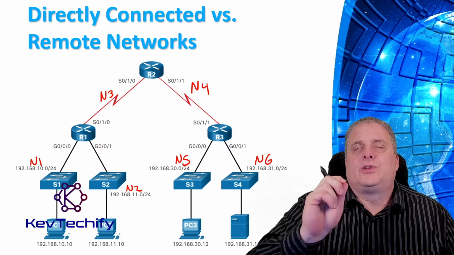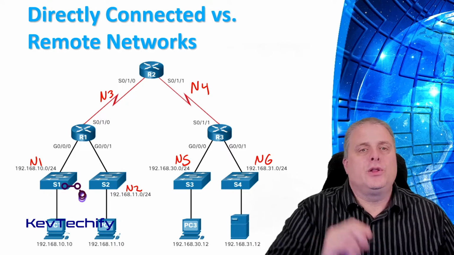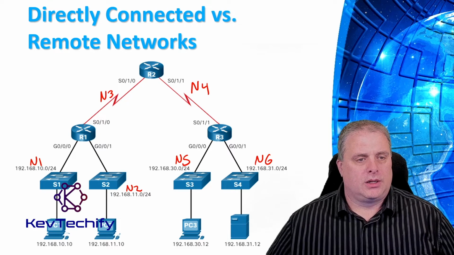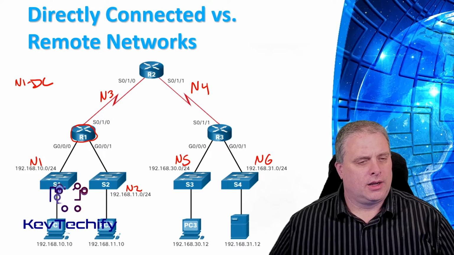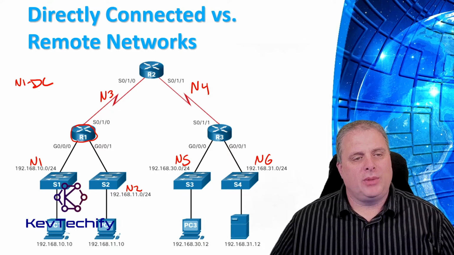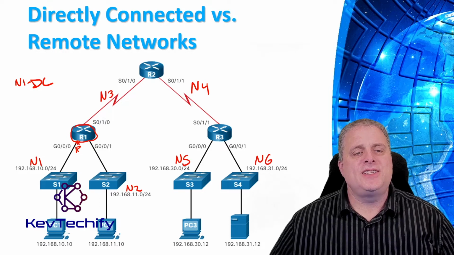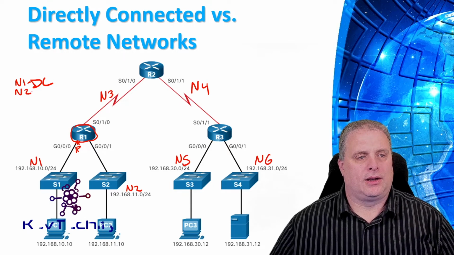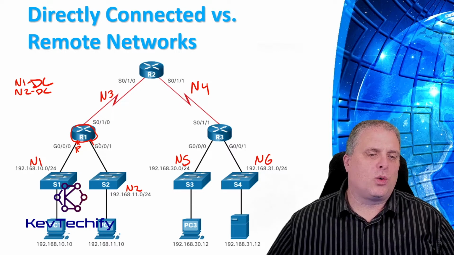The idea of directly connected and remote networks changes from router to router. If we look at router 1, network 1 is directly connected. That means it has a connection coming into here. There's going to be an IP address configured here, and it has that physical connection. Network 2 is directly connected, coming in on gig 0/0/1.